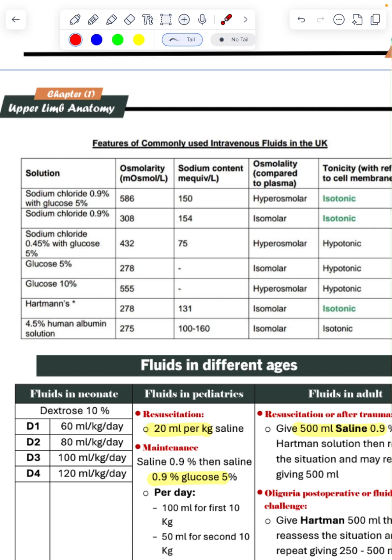Only glucose 5% is isomolar, but hypotonic; tonicity is less. Glucose 10% is hyperosmolar.